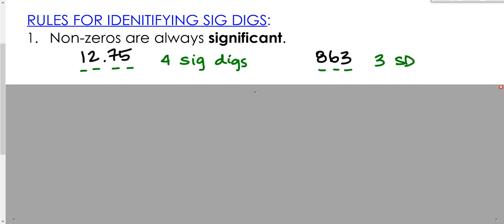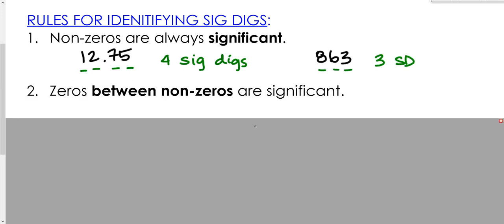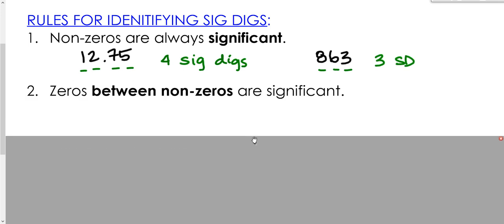All right, so what about when we start looking at zeros? Zeros between non-zeros are significant, or zeros between any sort of sig dig are always significant. So this could be something like 10.32. I've got the 1, the 3, the 2 that are all significant, and I've got this 0 in between. As long as it's between 2 sig digs, it is also significant. So this number would have 4 sig digs.